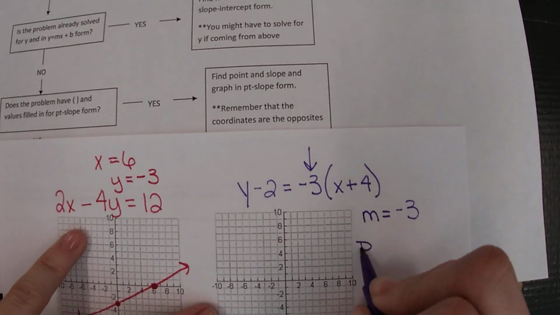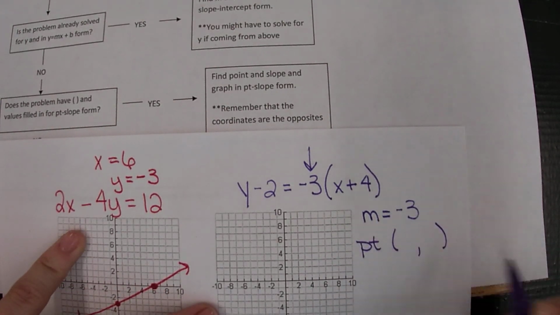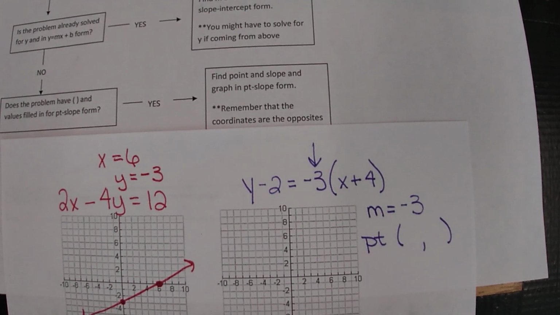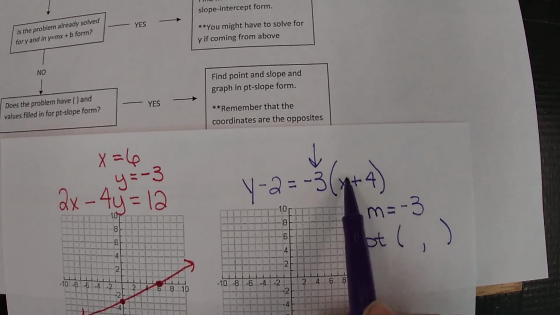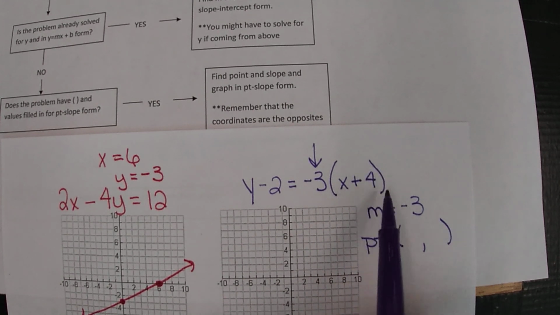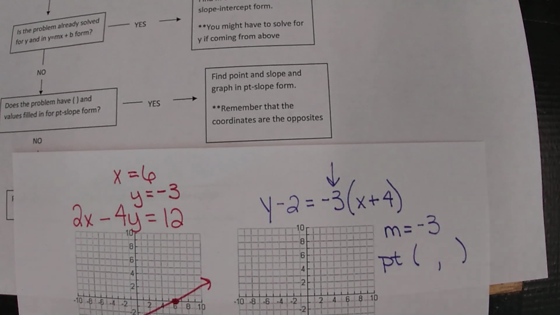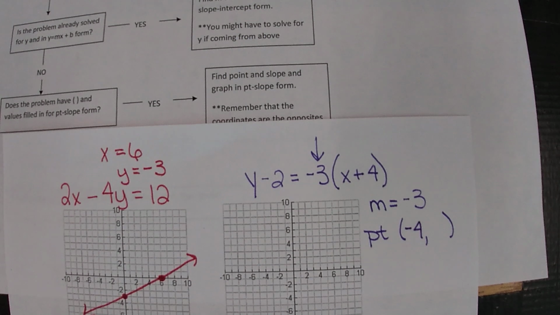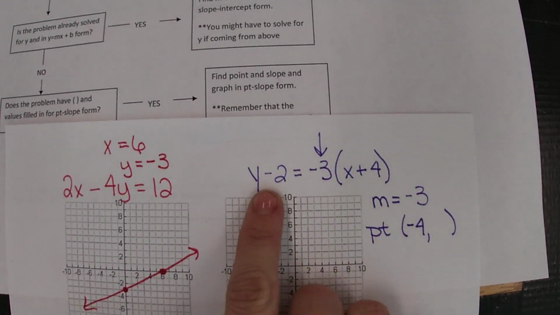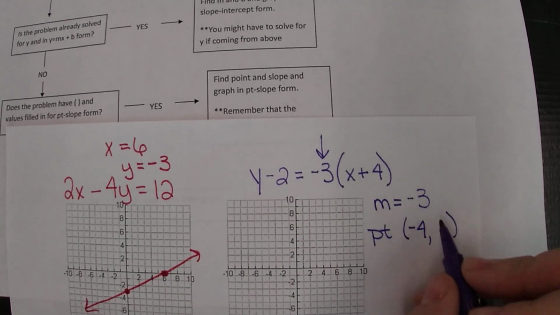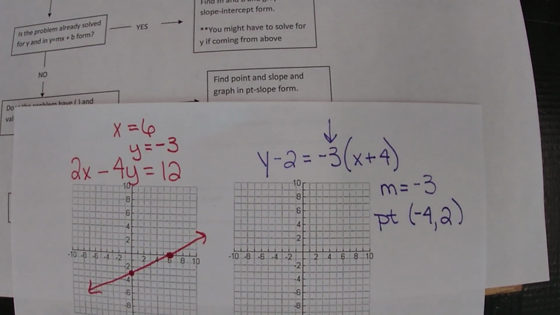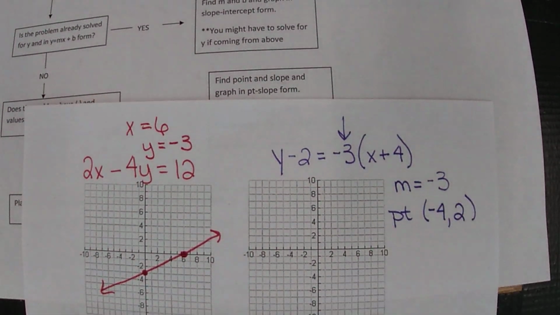And then we are going to find our point. Our point is always written as x comma y. Our x value is over here. This is written as a +4, but remember we said we had to take the opposite of that, so that becomes a -4. We have a -2 over here. That's our y value. We take the opposite of that, so that becomes a +2. So our slope is -3, and we have the point -4, +2.